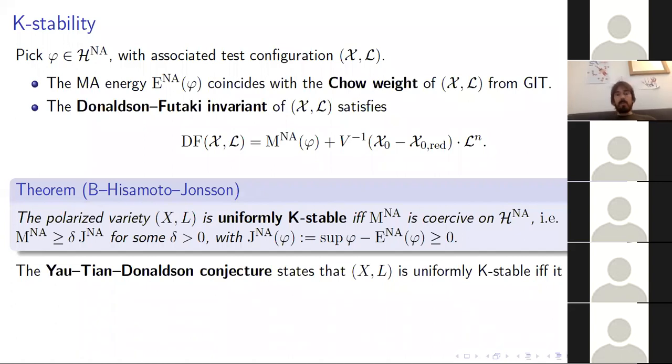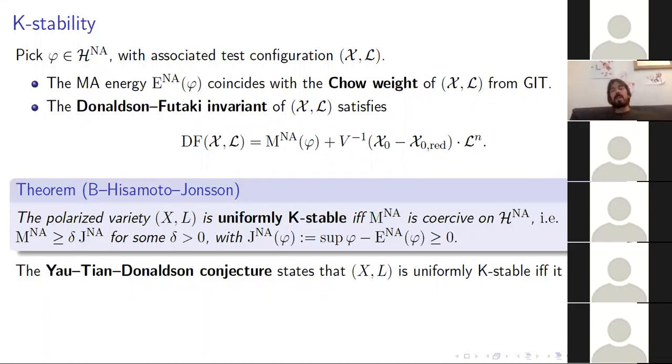And using this, you can basically reformulate K-stability in one of its formulations as follows. A polarized variety (X, L) will be uniformly K-stable if the K-energy functional, the non-Archimedean one, is coercive on the non-Archimedean version of script H. And here it means just MNA greater than some positive multiple of JNA, where JNA is defined by basically the same formula as before, except that the mean value of phi happens to be equal to the sup of phi in this situation. The mean value with respect, in fact, to a Dirac mass at a certain point. Anyway, it's not so important.